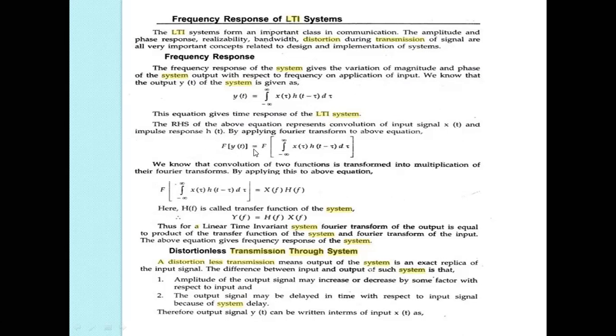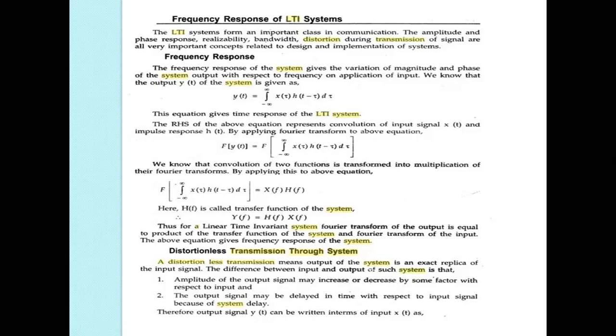Now I can apply the Fourier transformation on both sides, y of t and the convolution equation. We know that the convolution of two functions is transformed into the multiplication of their Fourier transforms. By applying this, the Fourier transformation of this equation is X of f and H of f, because we have two signals, one signal is x and another signal is h. Here H of f is called the transfer function of the system.